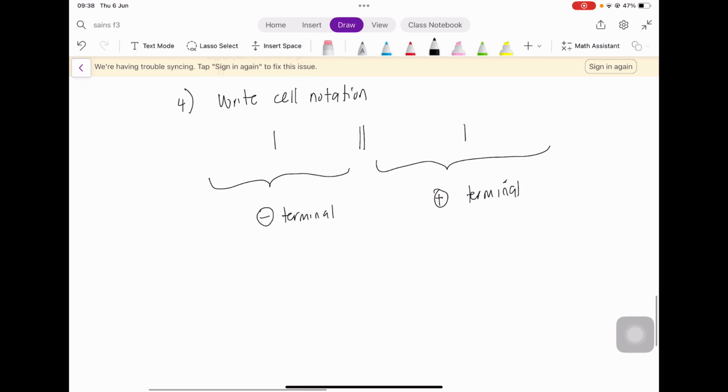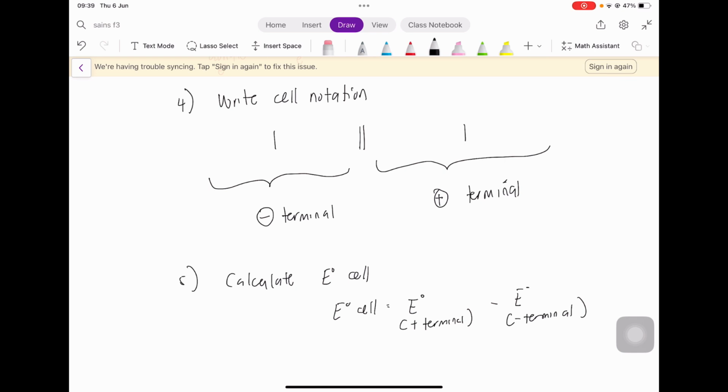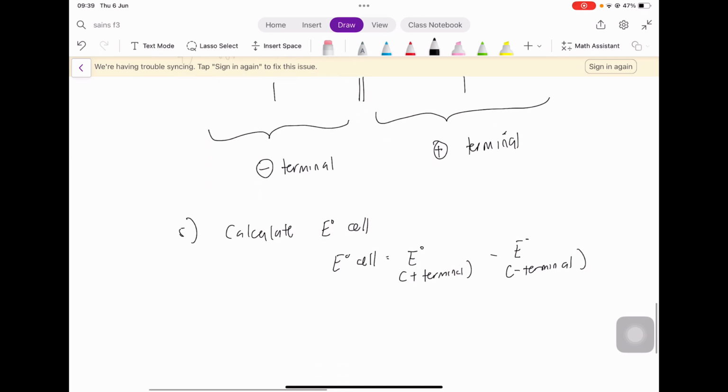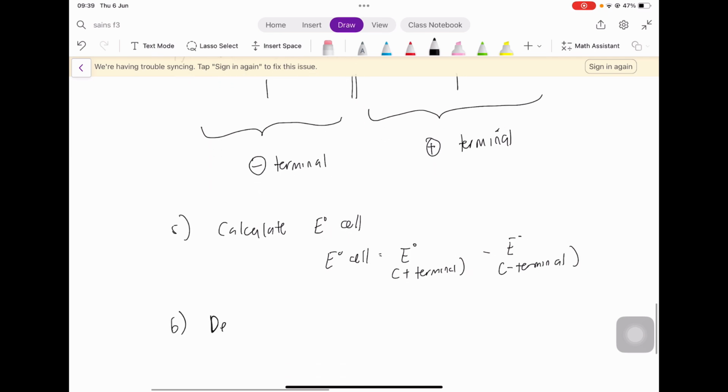Kita buat sama-sama. Okay? Our fifth step is to calculate your E cell. E naught cell. Okay? So E cell ni ada formula dia. Very senang. Very easy. Okay? E cell is basically E yang duduk dekat positive terminal, you minus with E who sits at negative terminal. Senang sangat nak hafal. Yang besar tolak kecil. Bukan yang besar, tengok dia punya magnitude also. Tengok yang mana lagi positif, dia akan tolak yang lagi negatif. Macam tu.